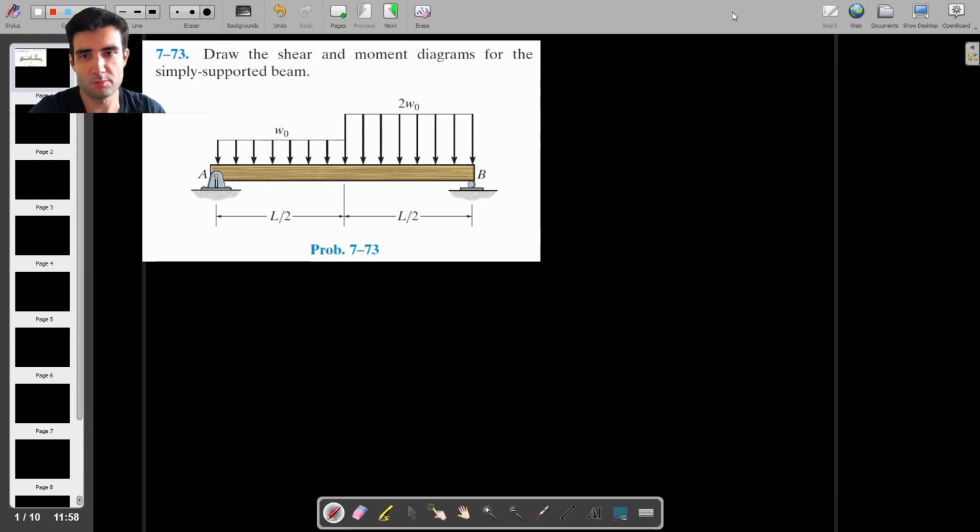Here's a third problem in this mini-series related to finding the shear force and bending moment diagrams for different loading scenarios. And again, this is the kind of problem that you might encounter as a first-year engineering student.